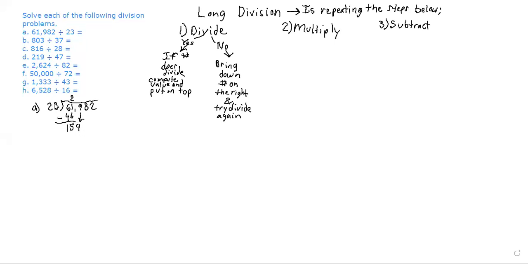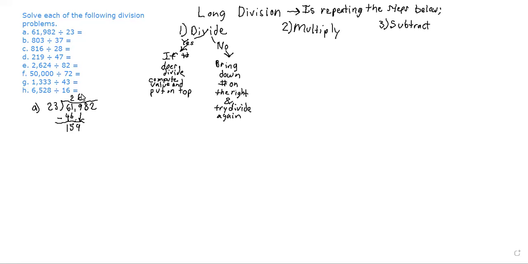And then we're going to try to divide again. So now we have, does 23 go into 159? And the answer is yes, it goes into 159. How many times does it go into 159? It goes in 6 times. Where do we put that 6? Over the last digit of the number we're dividing into. So it's 1, 2, 3, that's 9. The 6 goes right over the 9. That's the last digit of the number we're dividing into, right? It goes in that position.